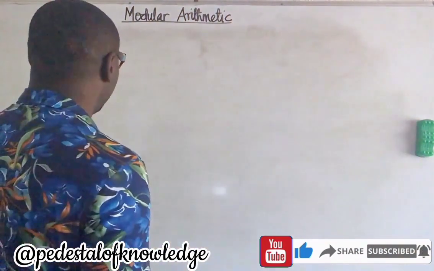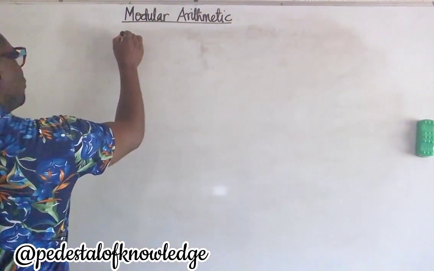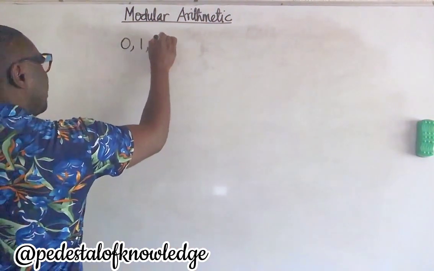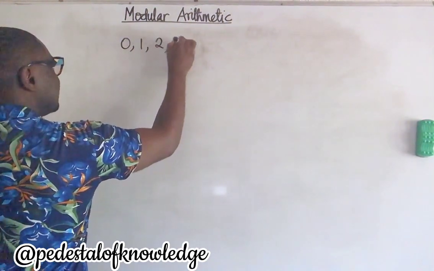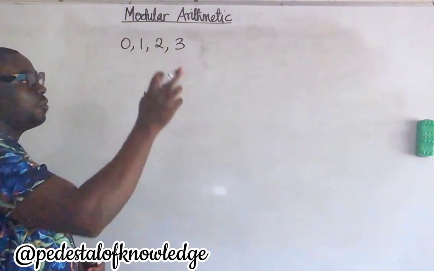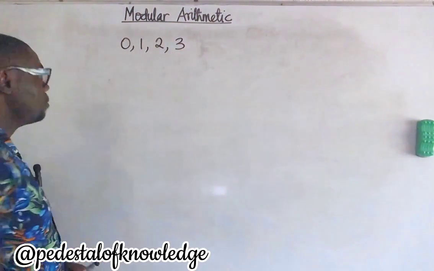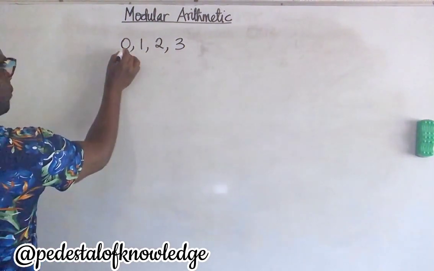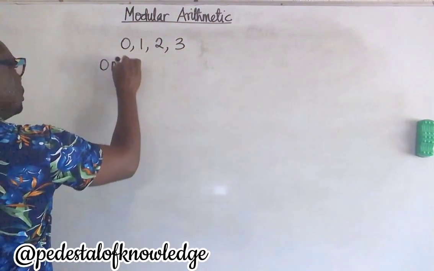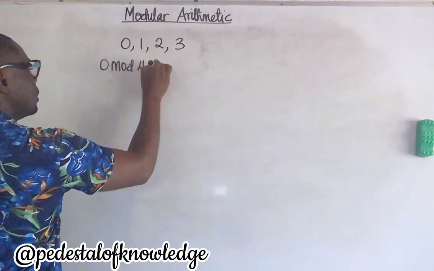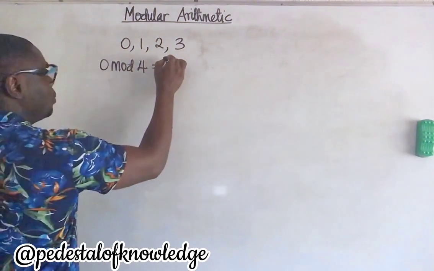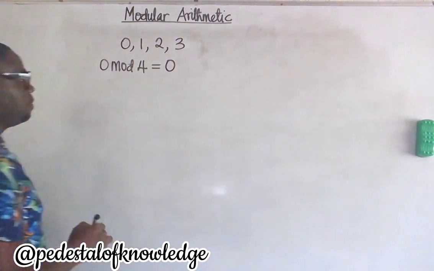the set of residues for numbers in mod 4 includes, we're going to start with 0, then we have 1, we have 2, and we're going to end it at 3. We're going to explain why the set of residues for mod 4 ends with the number 3. If we pick the first number, which is 0, 0 in mod 4 is equal to, because this 0 is less than 4, we're going to put down the number 0.